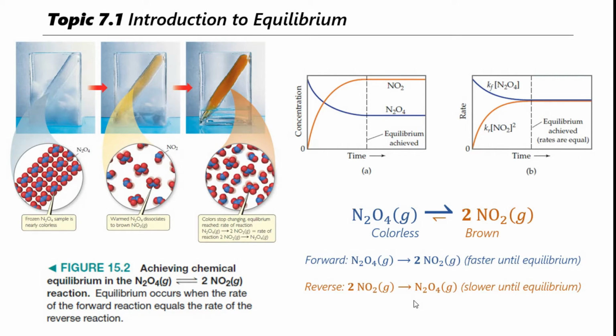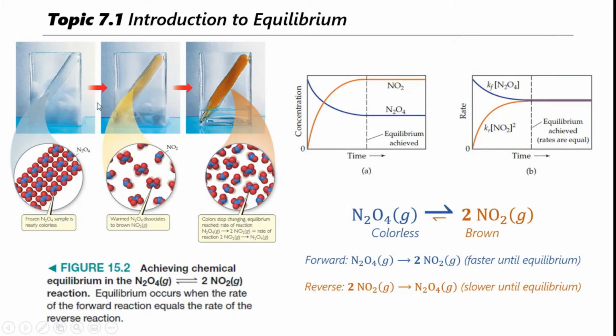Okay, on the left, we have a kind of picture of some N2O4 that is frozen. As it warms up, it moves more and more, and instead of just melting into a liquid and eventually boiling into a gas, that N2O4 starts to break up. It turns into two NO2 molecules. So we go from one of these N2O4s to two of these NO2s.